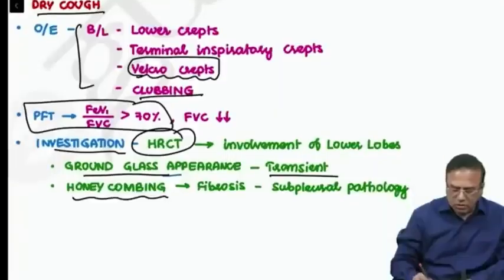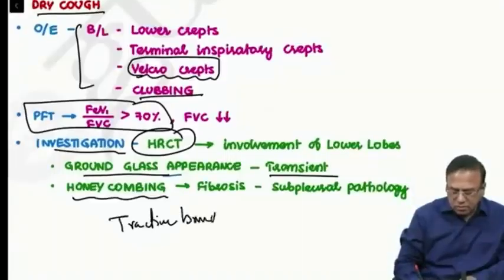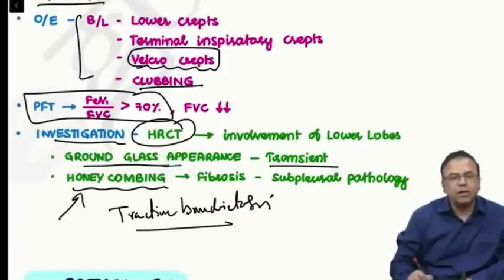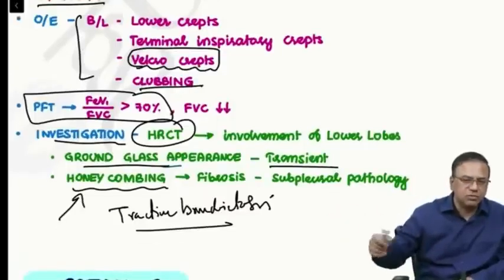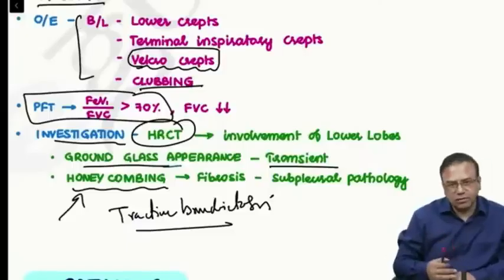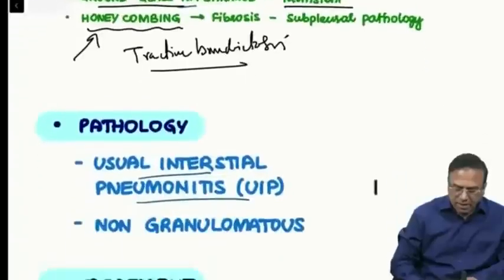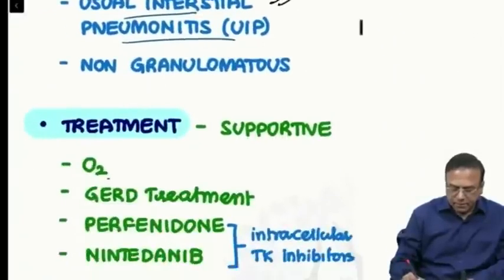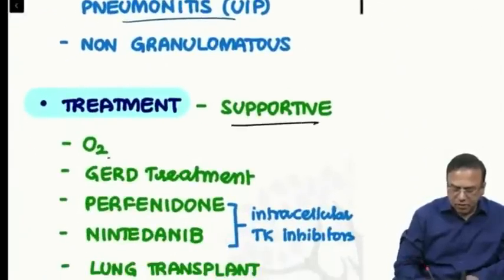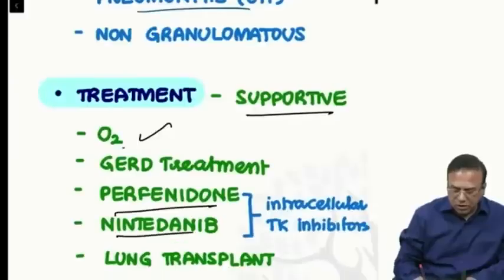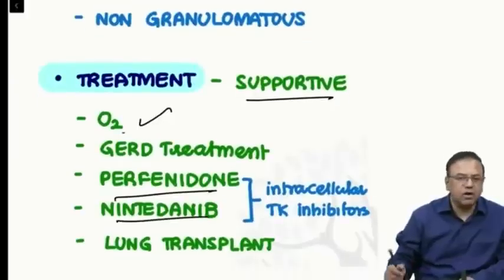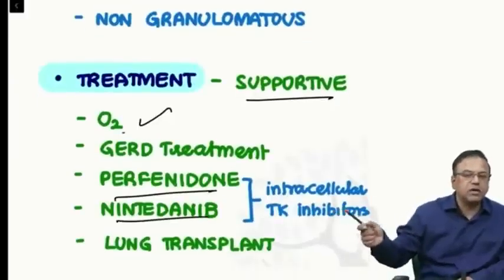fibrosis. Because of the fibrosis, you get two things. One is traction bronchiectasis. The other is honeycombing pattern. Both these are lot of fibrosis. That's why you get honeycombing and traction bronchiectasis. Patho is UIP. Treatment is mainly supportive. Give oxygen, give pirfenidone or nintedanib, and ultimately patient is going to go for lung transplant. Both these drugs are intracellular tyrosine kinase inhibitors.